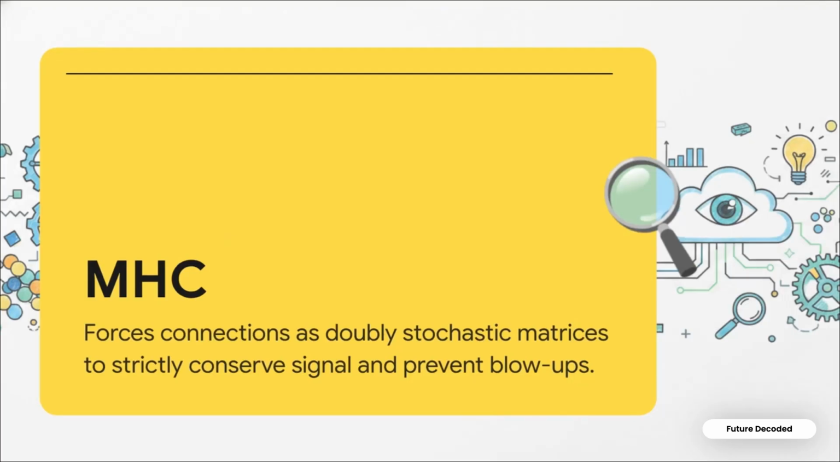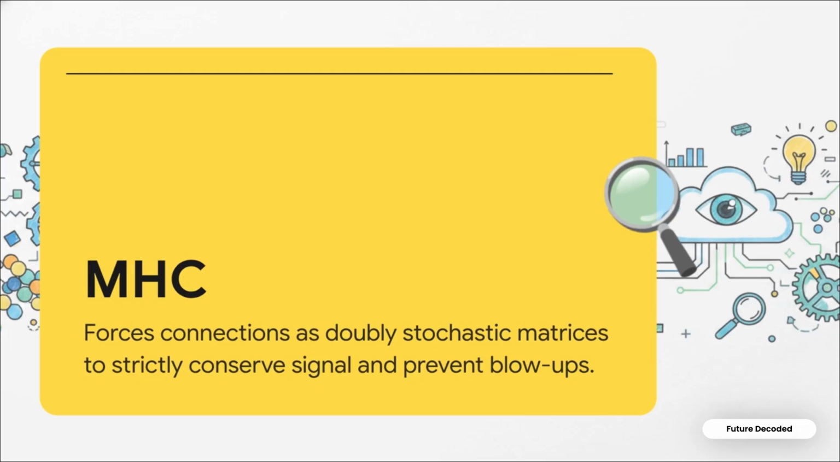Traditional bypass lanes just weren't enough to stop this at the trillion parameter scale. So they invented something called Manifold-Constrained Hyper-Connections, or MHC. Instead of trying to put out the fire and dampen the mathematical explosion after it happens, DeepSeek enforces a hard mathematical rule before it can ever occur. They force the connections to act as what's called doubly stochastic matrices.